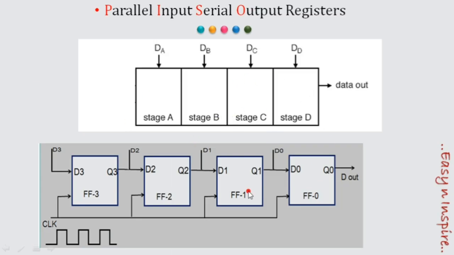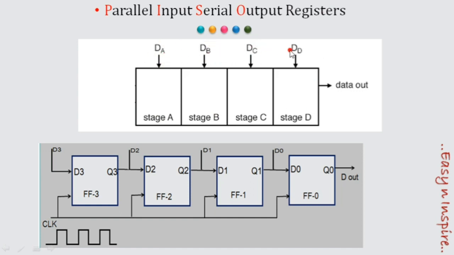This is the block diagram of the parallel input serial output register. See here, I have considered four stages, four flip-flops, because I want to store four bits of data. You can consider three or five or two, whatever you want. So I want to store four bits of data, so I am considering four stages of the register. First one, second one, third one, fourth one.